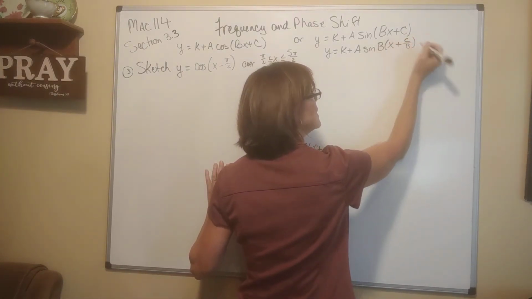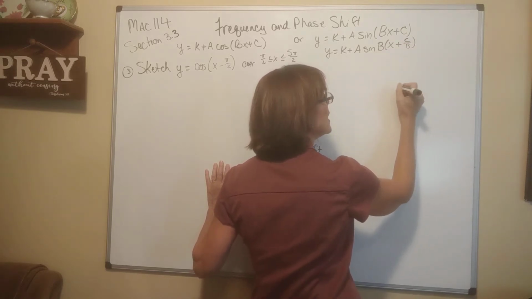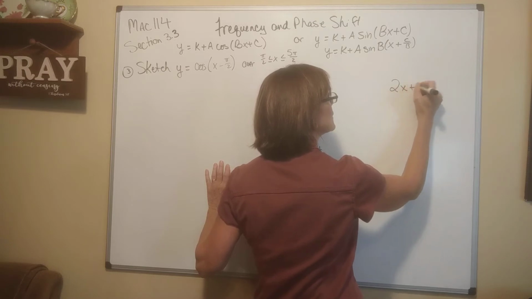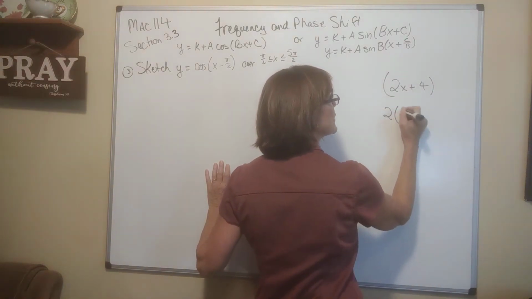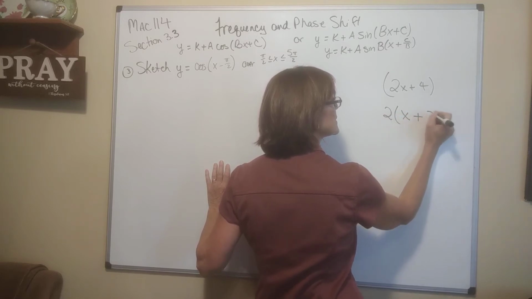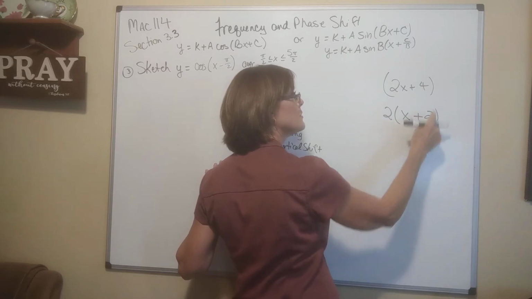All right. So it's hard to see with variables, but with numbers it's easier to see. If I say factor out a 2 from here. Okay, pull out a 2. We're left with x plus 2. Can we check that? Yeah, 2 times x is 2x, 2 times 2 is 4.